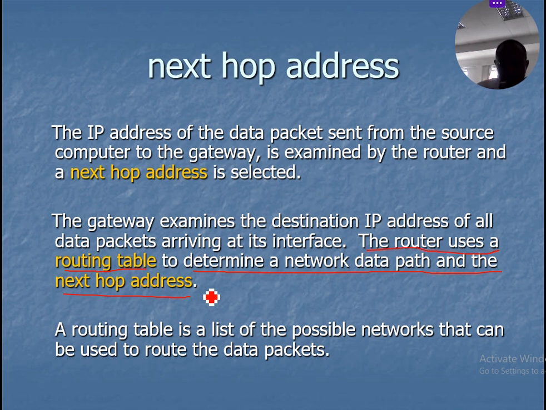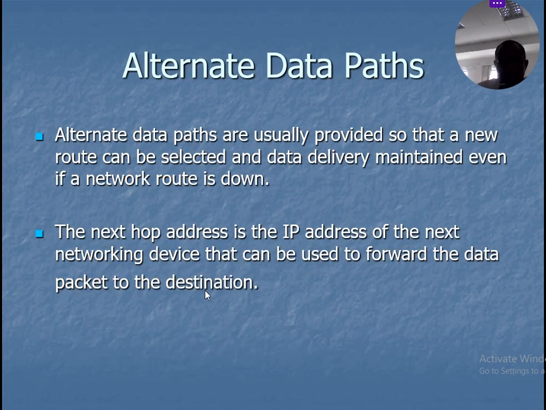So a routing table contains the list of all the possible networks that can be used to route the data packet based on the destination. Okay, now let's take a look at the alternate data path. Alternate data paths are usually provided so that a new route can be selected and the data delivery maintained if a network is down.